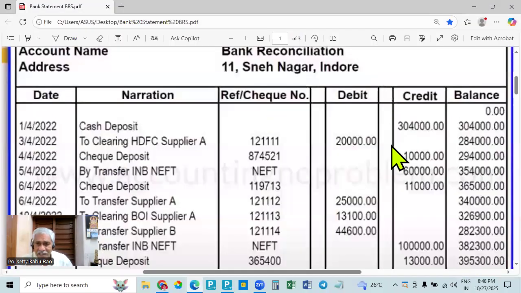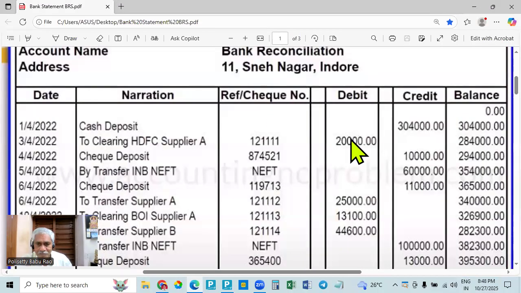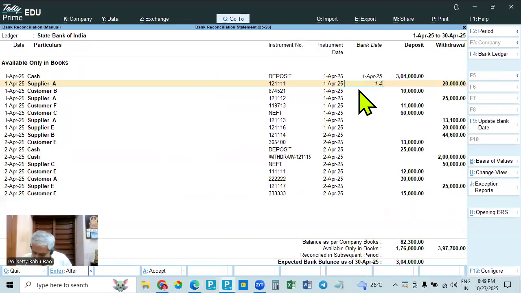Next one, the second one, see here it is debit. On the debit side it is, and then on the credit side there is check issued, payment. It is payment, check issued. So withdrawal means check issued, 20,000. Withdrawal check number is 111. So here debit, and it is debit. So it is also available.